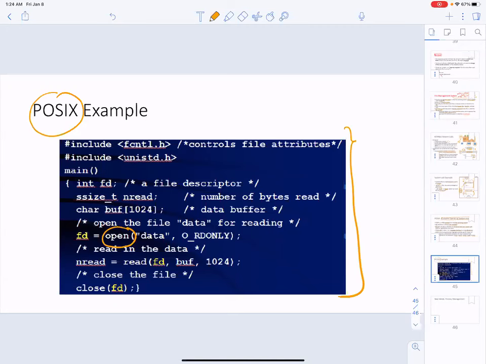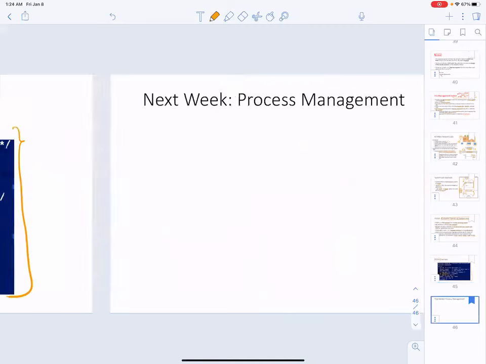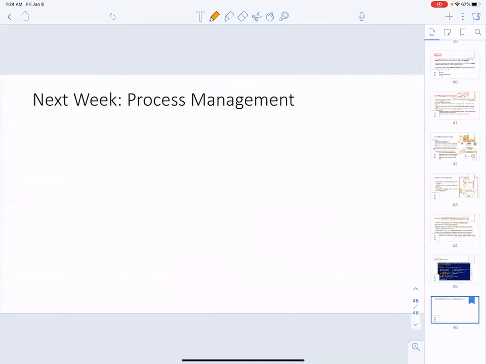So this is the end of the class. Next week, we're going to start talking about the first component of the operating system. I will start with the process manager, and then over a couple of weeks we will continue on this topic. And then later on, we will start the next manager, which is the file manager.